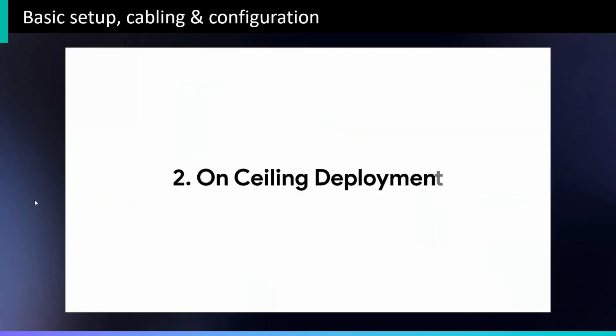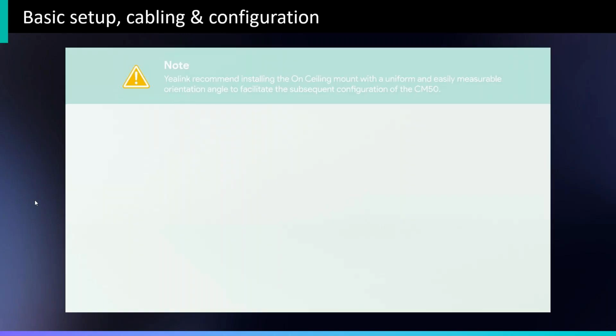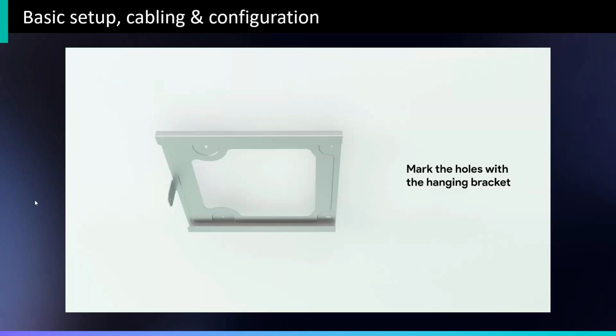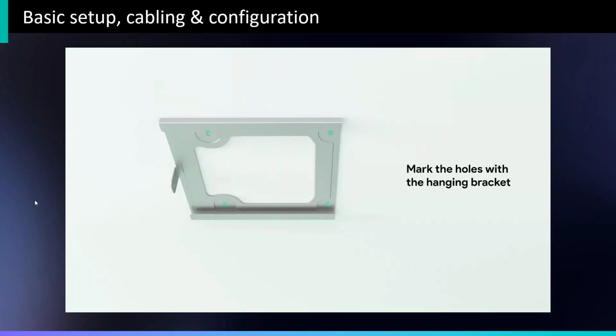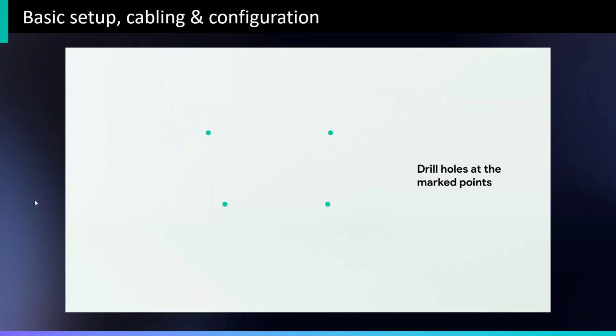On ceiling deployment, Yealink recommends installing the on-ceiling mount with a uniform and easily measurable orientation angle to facilitate the subsequent configuration of the CM50. Mark the holes with the hanging bracket. Drill holes at the marked points. Install the expansion bolts.